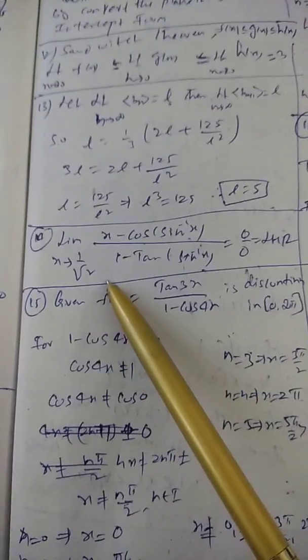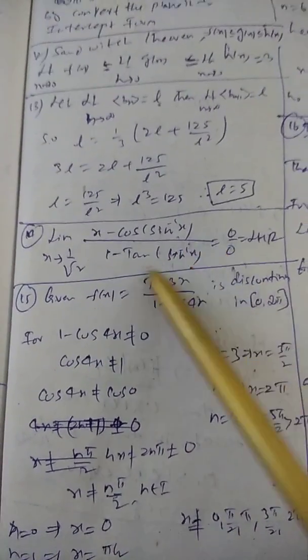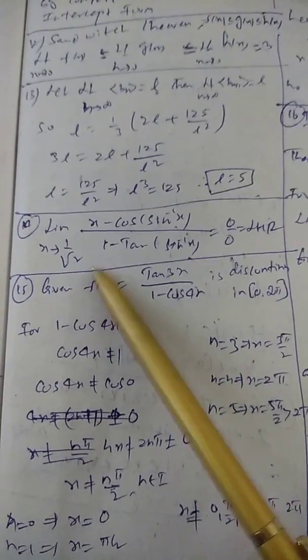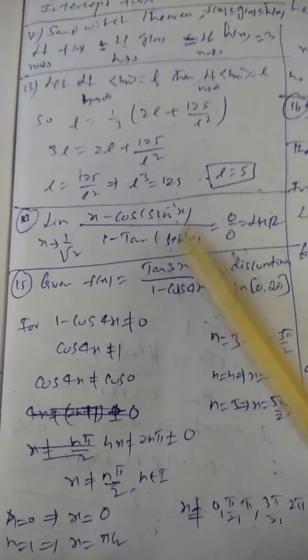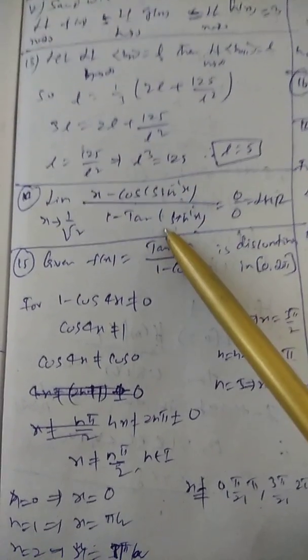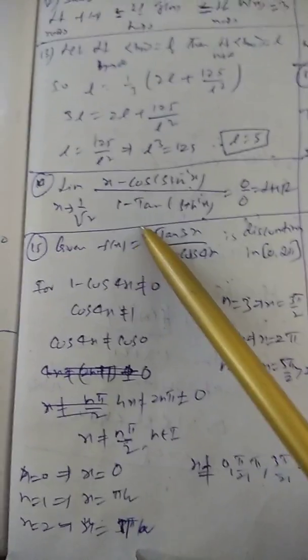Then the 14th one. Find the limit as x tends to 1 by root 2 of (x minus cos of sin inverse of x) by (1 minus tan of sin inverse of x). Now when we substitute x equals 1 by root 2, we get a 0 by 0 form. So when we have 0 by 0 form, apply L'Hospital rule. Take the derivative of the numerator by the derivative of the denominator, then substitute x equals 1 by root 2.